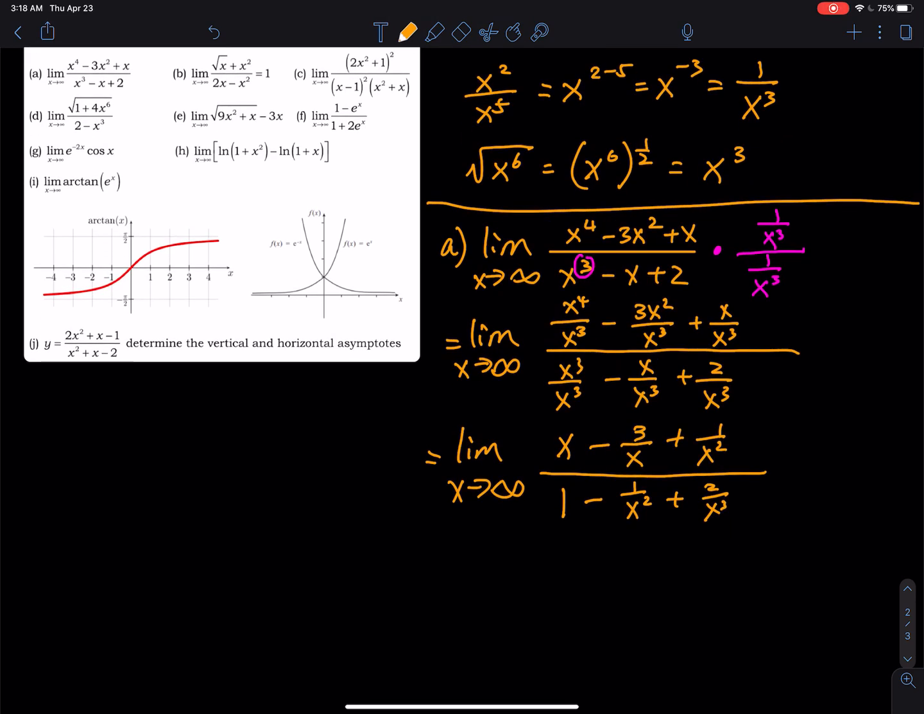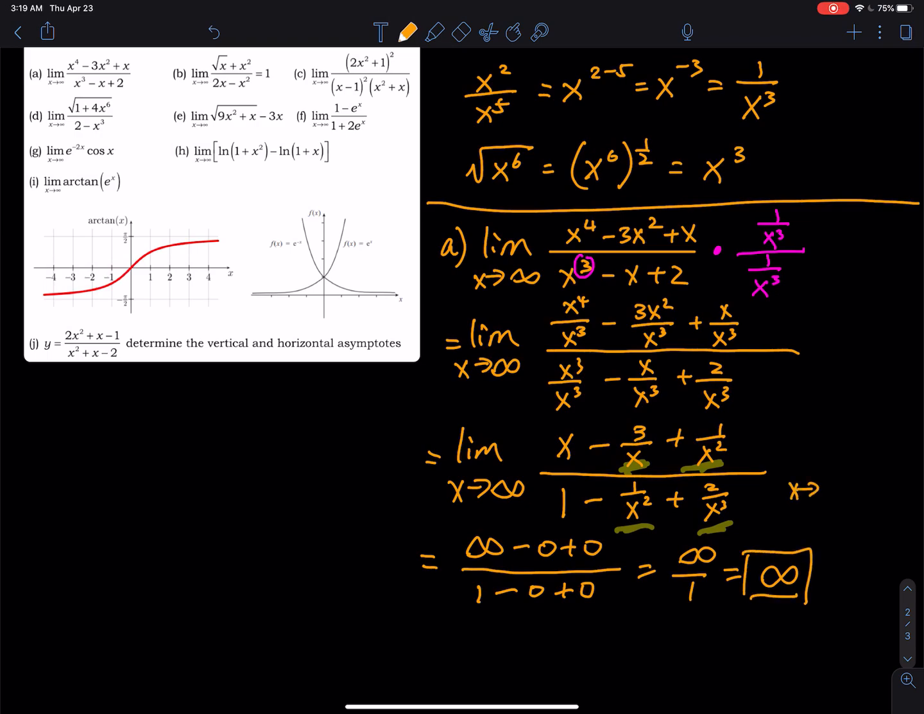And then what happens when x approaches infinity? As x approaches infinity, do you see those fractions? You have infinity here, here, here, and there. So what happens when you take a number divided by infinity? It's 0. When you take a number divided by infinity, they will just approach 0. So you have infinity minus 0 plus 0 divided by 1 minus infinity plus 0. So you have infinity divided by 1, that equals infinity. So as x approaches infinity, y approaches infinity. So there is no horizontal asymptote.